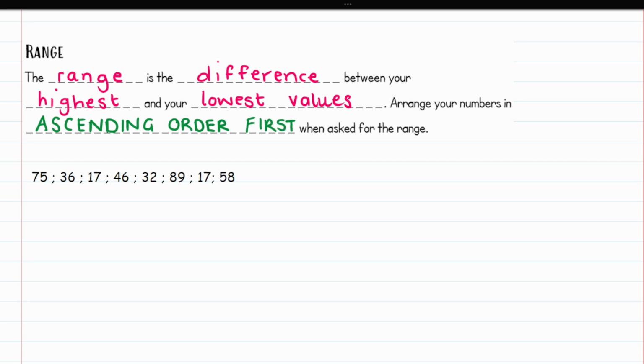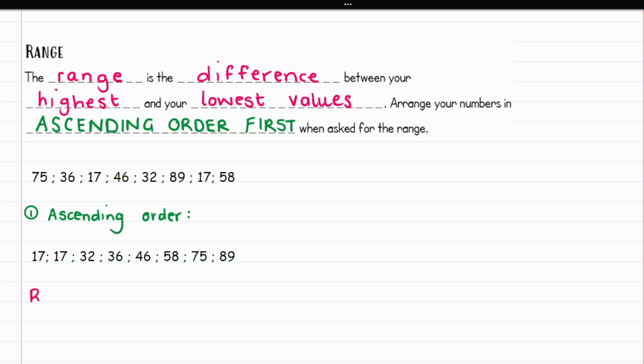For example, here is a set of data which has been collected. We start by putting this into ascending order first, which gives us 17, 17, 32, 36, 46, 58, 75, and 89. Now we can calculate the range. Our lowest number is 17 and our highest number is 89, so we subtract them from each other, obviously with the bigger number coming first. 89 minus 17 gives us a range of 72.